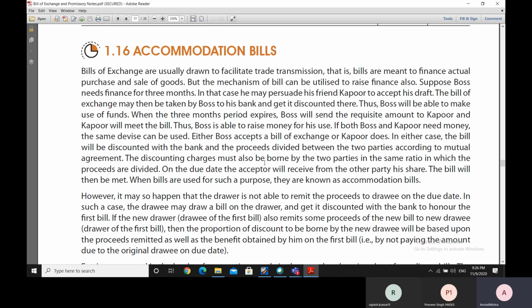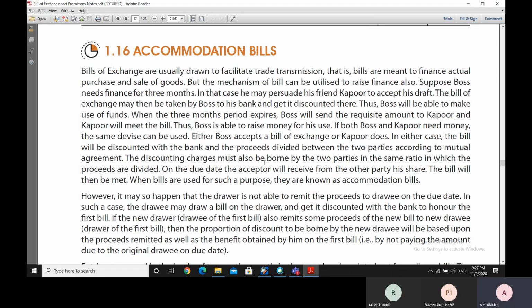Now, the discounting charges that the bank will charge will also be borne by the two parties, in the same ratio in which the proceeds have been divided. So on the due date, the acceptor of the bill will receive his share from the other party, and the bill will then be met by both of them together.